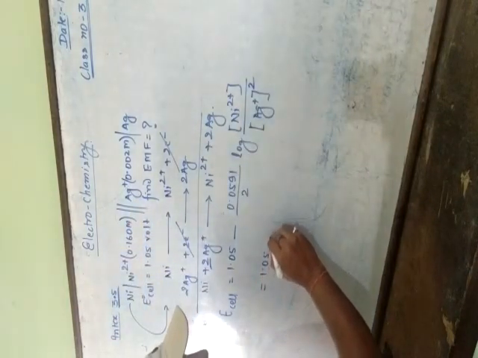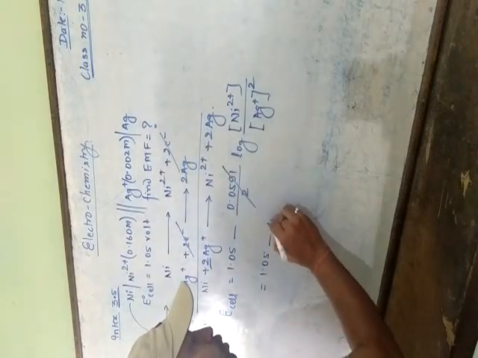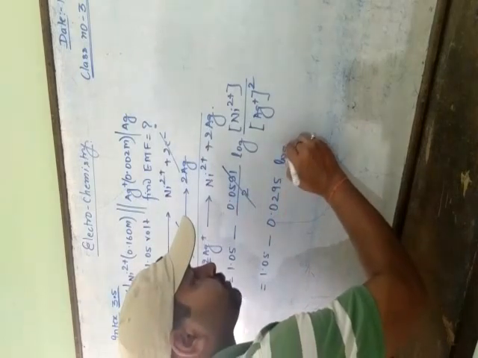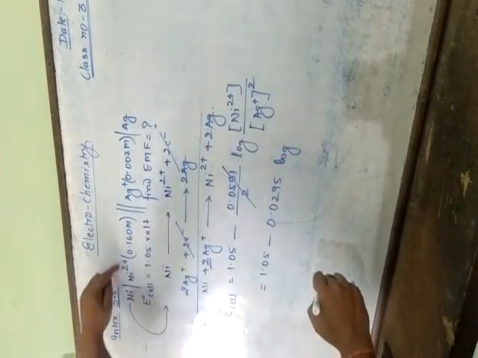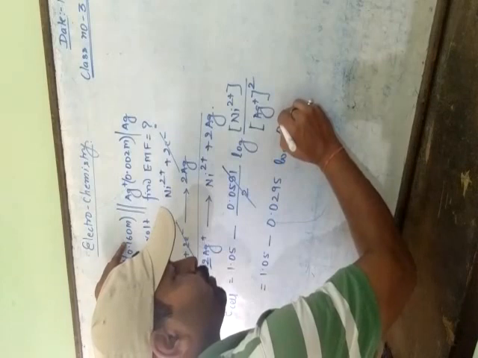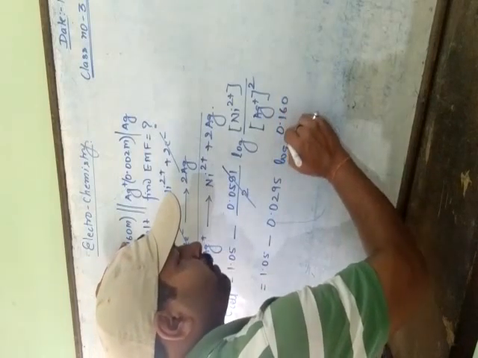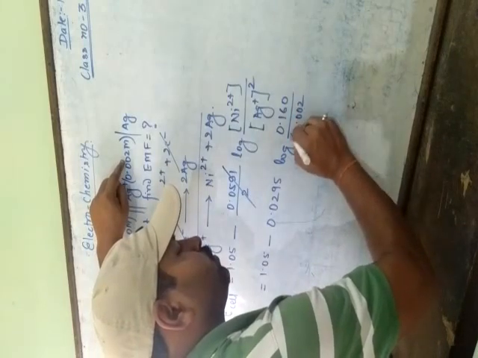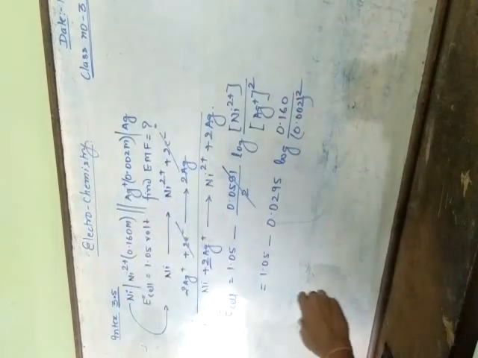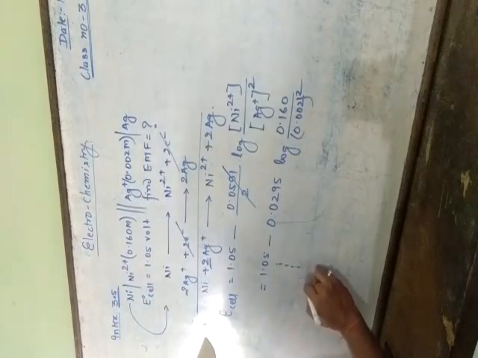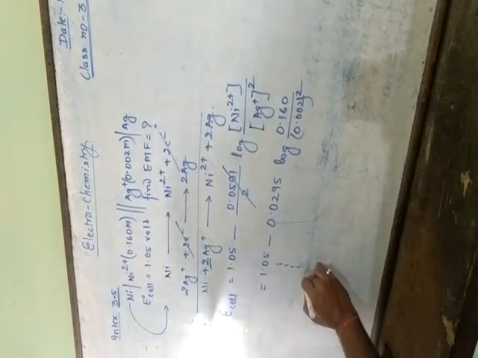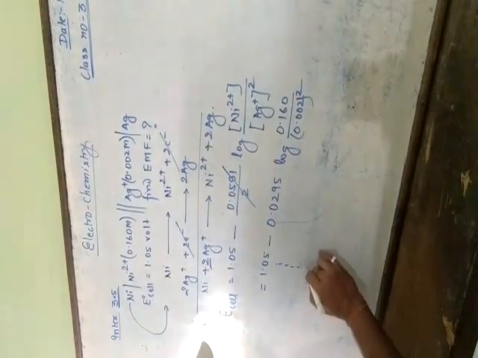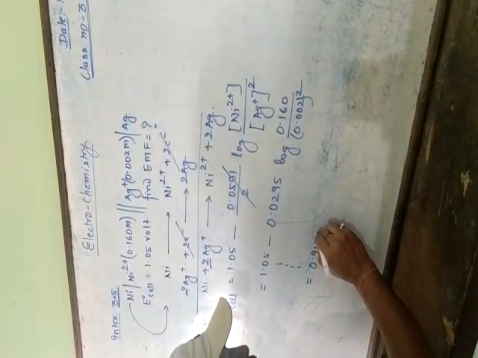Now 1.05 minus that solves to 0.0295 log, the nickel 2+ concentration is given in your question, 0.160, over 0.002 squared. Now solving the equation, students, you get the answer, which is 0.91 volt.